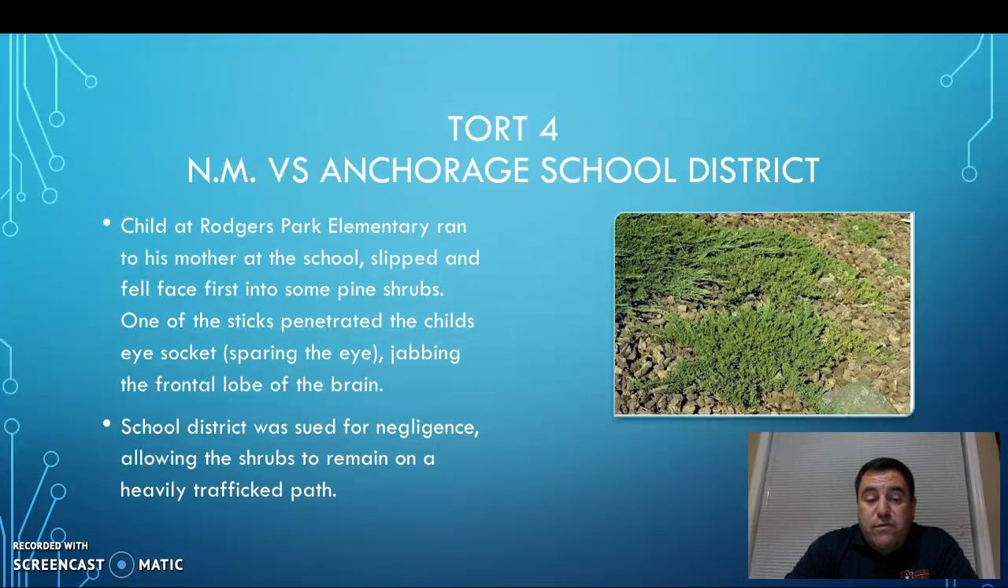The school district was sued for negligence because they allowed the shrubs to remain. As you can see in the picture, they left them there without taking them out, and that's a very heavily trafficked path. They probably didn't think about it, but as we can see, someone was affected. A child was affected. They were awarded $14.5 million because the school was negligent.